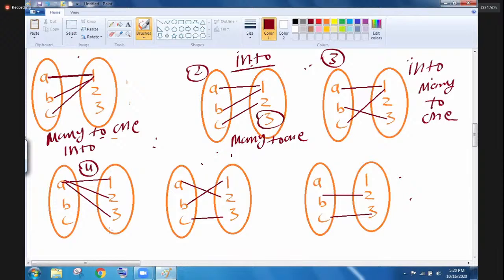Tell me, fourth one. Very good. That's what I wanted to hear and see. All of you are right. Wonderful students. That is not a function. It is not a function.